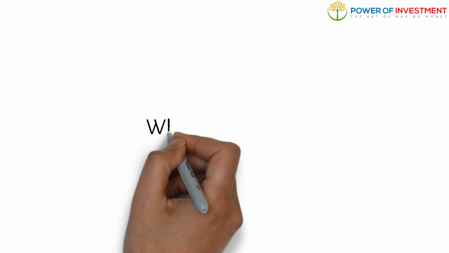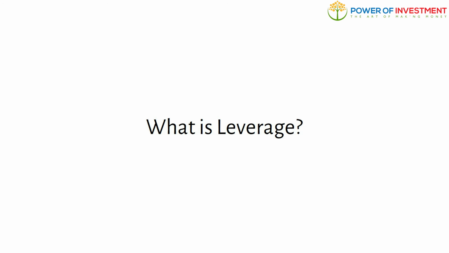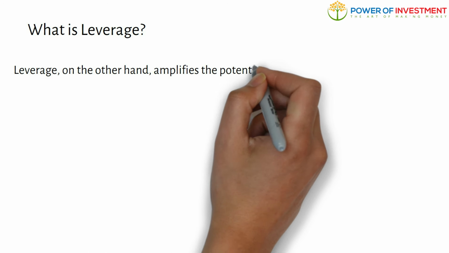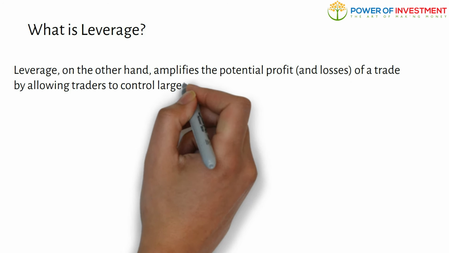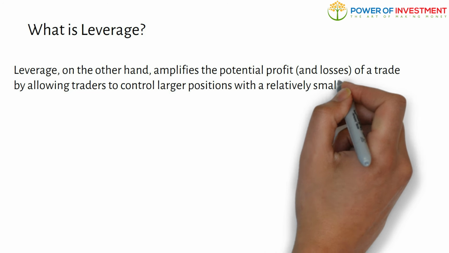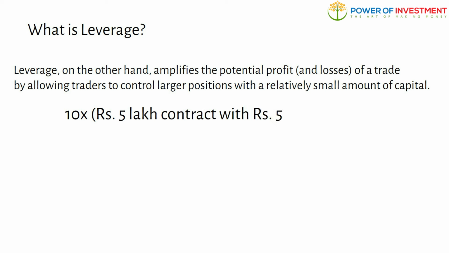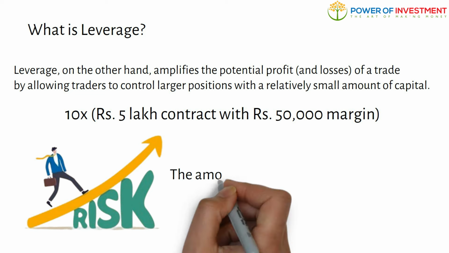Now, let's move on to an equally important concept in futures trading: leverage. Ready? Let's explore this together. Leverage, on the other hand, amplifies the potential profit and losses of a trade by allowing traders to control larger positions with a relatively small amount of capital. In the above example, the trader's leverage would be 10x, a 5 lakh rupee contract with 50,000 rupees margin. This can significantly boost profits, but also increase the risk of substantial losses.